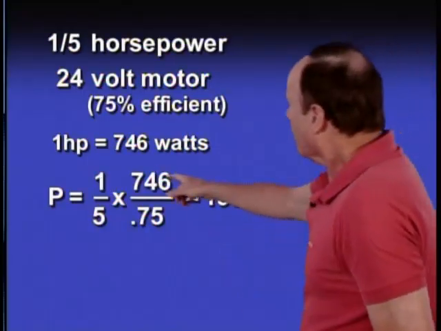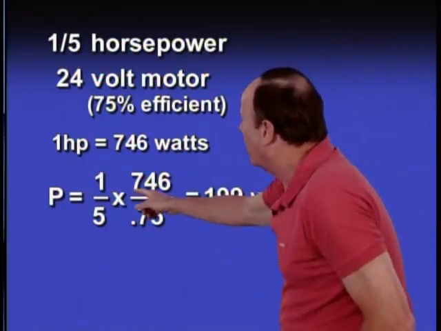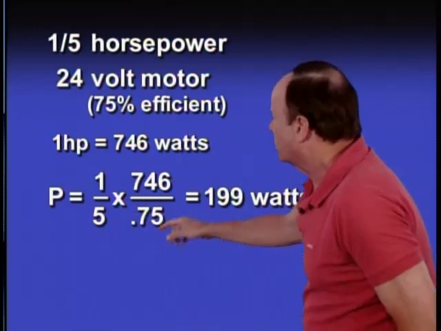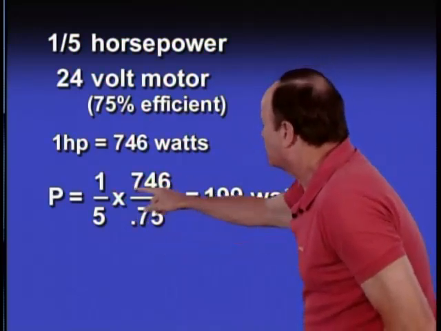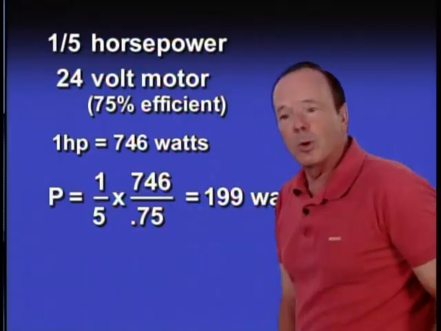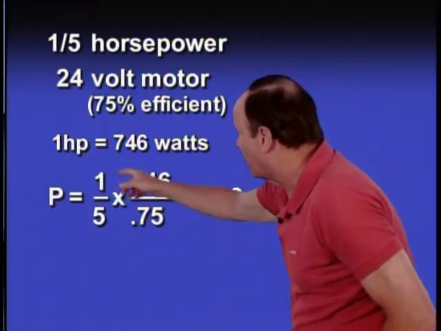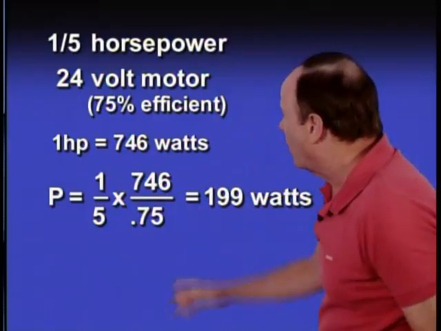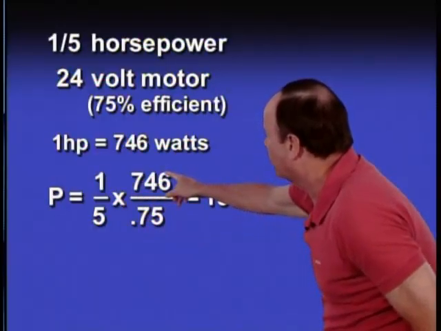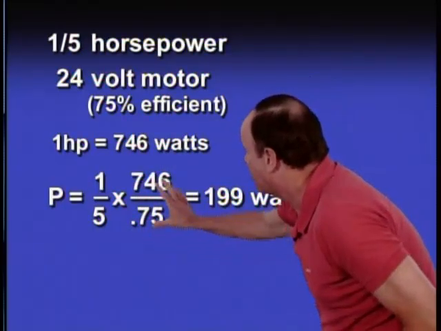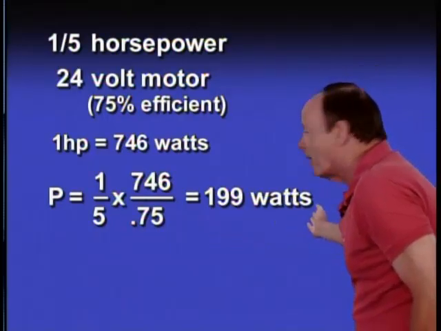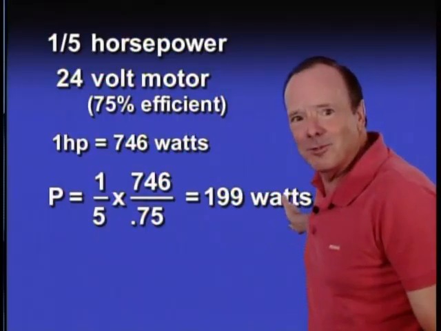First of all, we have 1 horsepower is 746 watts, but this motor is only 75% efficient. So to produce horsepower, it's 746 divided by 0.75. So that would give you 1 horsepower. But we're only talking about 1/5 horsepower, so we'll multiply that times 1/5. So the formula will be 1/5 times the power required for 1 horsepower, 746 watts for 1 horsepower, but it's only 75% efficient. And then you multiply that out and you get 199 watts. That's the one that requires the most power, and I think that's a fun question.